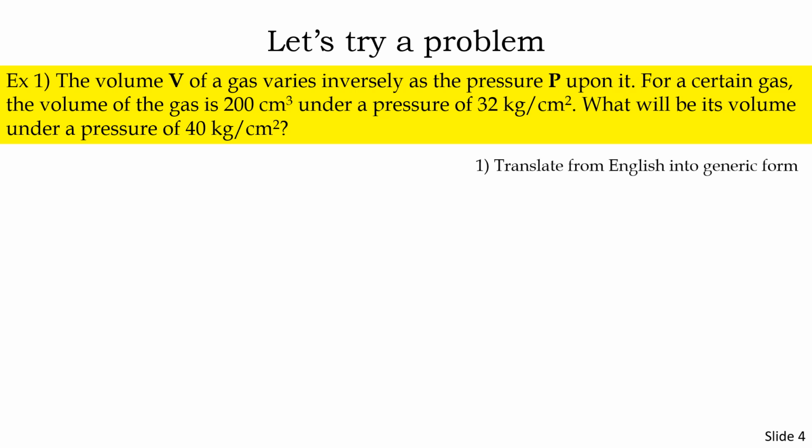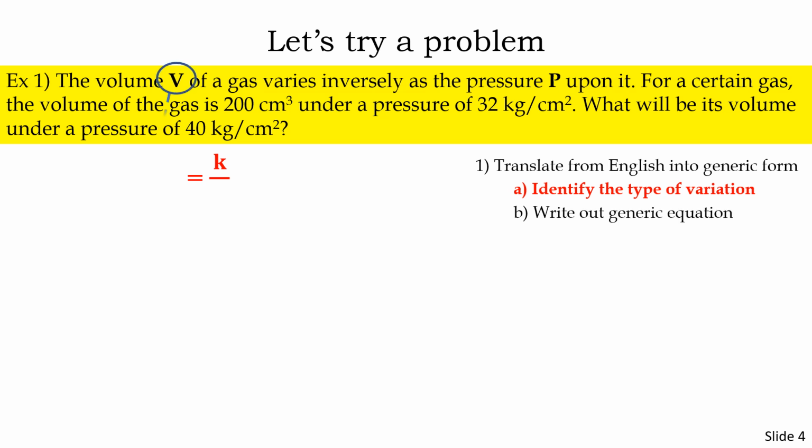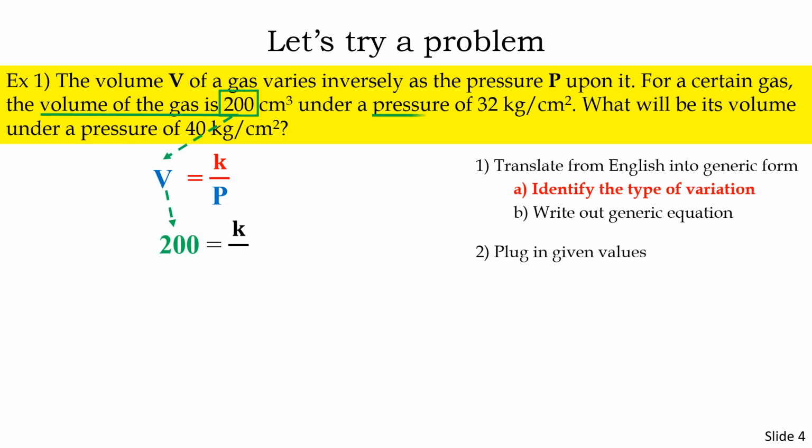Step 1, translate. You need to identify the type. It says varies inversely as, so it's equals k divided by. Write out the generic form. Well, in front of that phrase is the V for volume, and after it is P for pressure. Plug in given values. Well, we're told that the volume is 200 and that the pressure is 32.